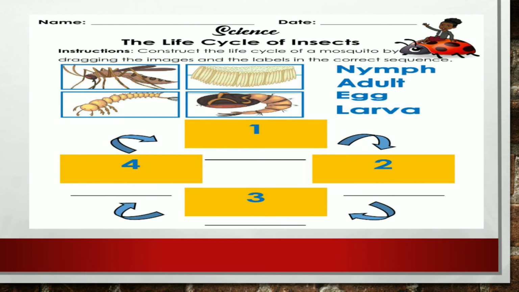So, I have here an activity. Arrange the following according to the correct sequence. Ayan. So, may instruction niya dyan. Construct the life cycle of a mosquito. So, itong mosquito ito. Ayan. So, ilalagay niyo kung ano ba siya. Yung number 1 ba ay nymph, adult, egg, or larva.